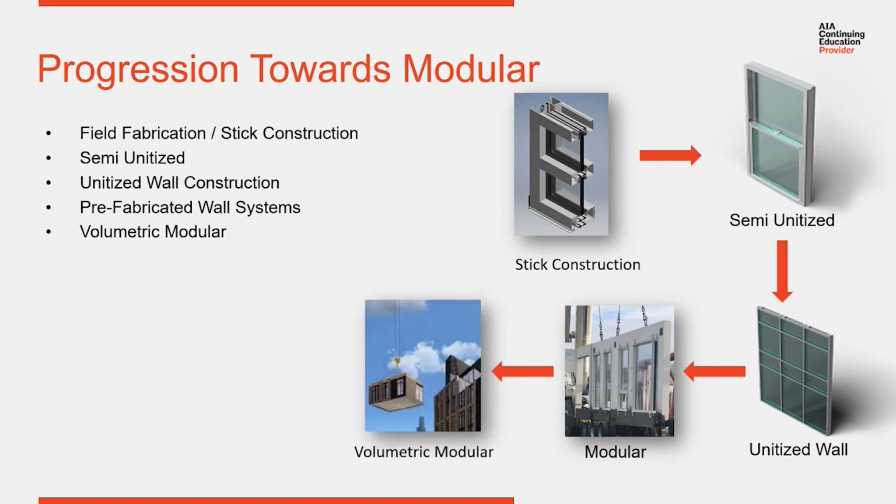From there, we saw if we can do it on the outside of the building, why can't we do the whole building that way? We saw volumetric modular construction, and that's what's growing right now. This concept of pre-building an entire section of the building, taking it out and stacking it one by one on top of each other and building a whole unit that way.